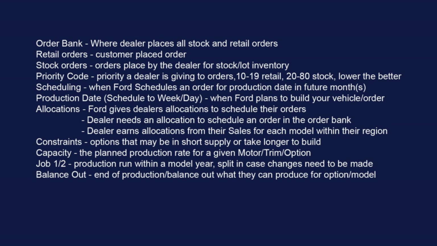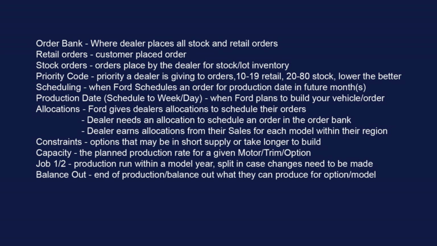And then allocations. Ford gives dealers allocations to schedule their orders. You have to have an allocation to get an order scheduled. A dealer earns those allocations based on their sales for each model within their region. There are some other ways they can lose allocations, and that is if they have too much inventory already on their lot or coming in, they can actually lose allocations they might have earned, to try to even that out.